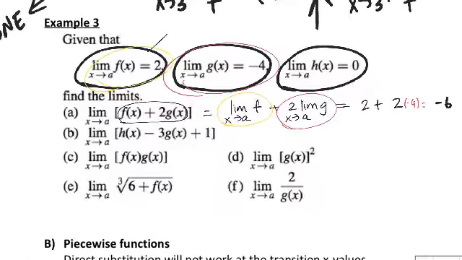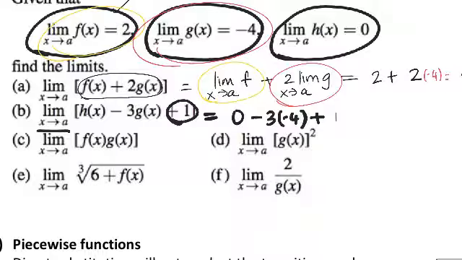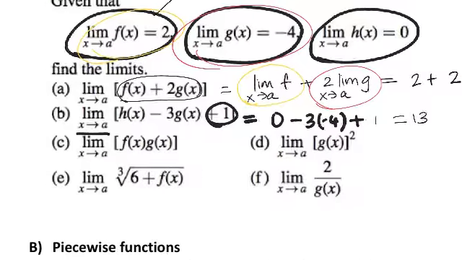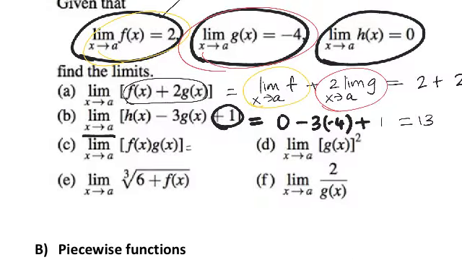Okay, the next one, same idea. I'm going to go quicker. I'm going to do the notation step in my head and say, well, I can break this up, and I'm going to get 0 for the first piece, and then negative 3 times negative 4 for the second piece. And then the last piece is the limit of 1 as x approaches a. There we're going to use the constant law. The limit of a constant is itself, right? And so I'm going to get 12 plus 1, or 13. Okay, let's take a look at the product. Well, that will just be 2 times negative 4, or negative 8.